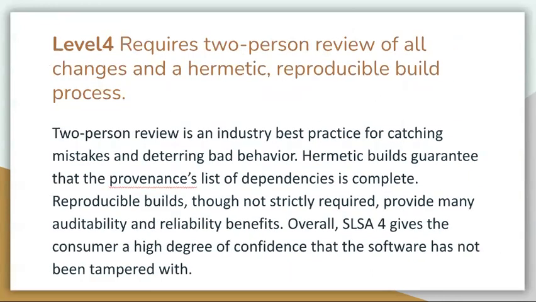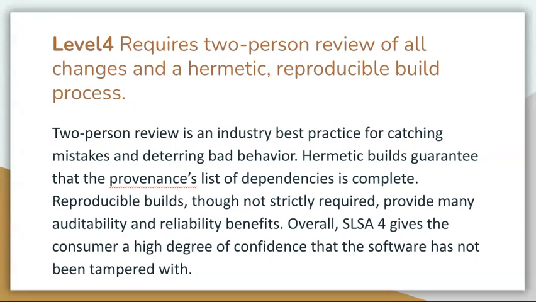And the last level is level 4, where it requires a two-person review for all the changes and a hermetic and reproducible build process. So what this means is that two-person review is the industry best practice for catching mistakes and deterring bad behavior. Now, this is where the initial pushes come into the picture. When anyone is pushing, if there are two people looking at the same thing before merging the code, this is going to help in catching mistakes earlier and preventing bad behavior, either in the software or even in the infrastructure with infrastructure as code practices.